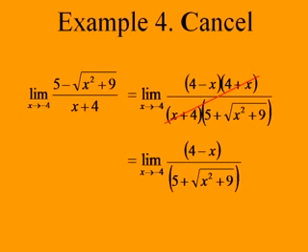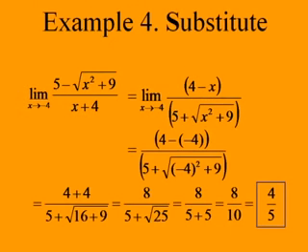Now that the numerator and denominator are both factored, we are in the position to cancel the factors of 4 + x. Simplifying, we see that we are now ready for the last step of F.C.S. Notice that substitution does not lead to any forbidden algebraic operations, such as division by 0. Hence, we substitute in x equals -4. We simplify, and the final answer is 4/5.